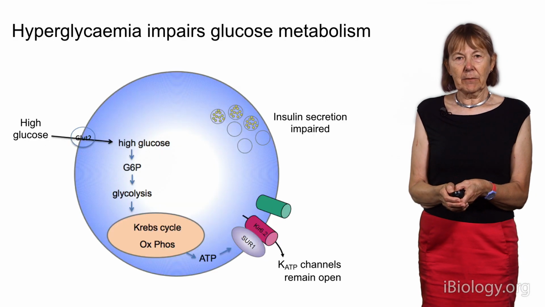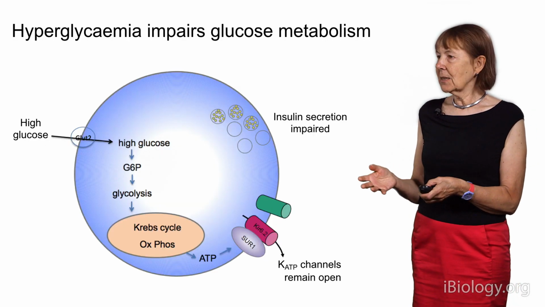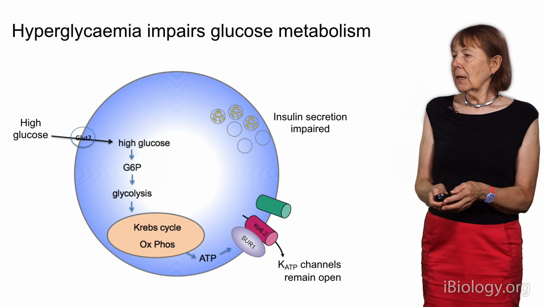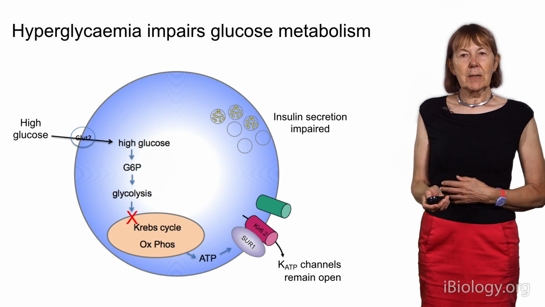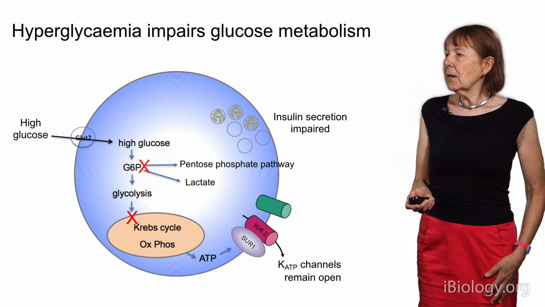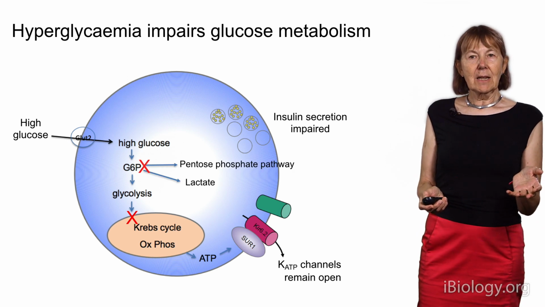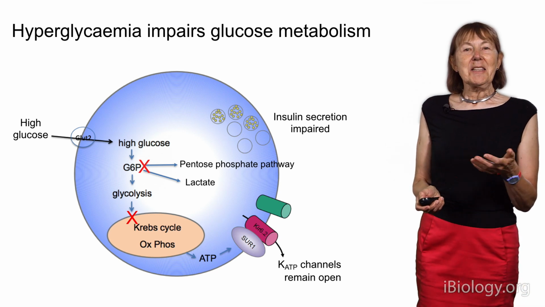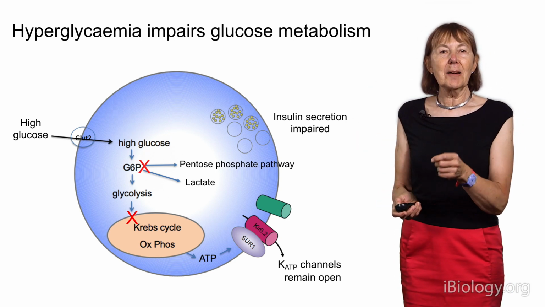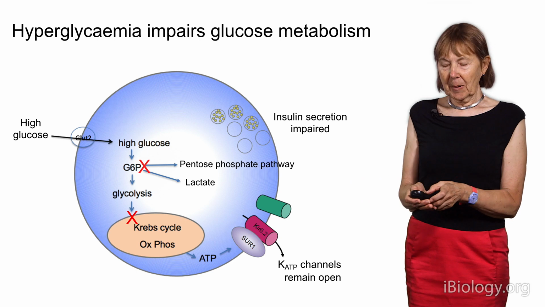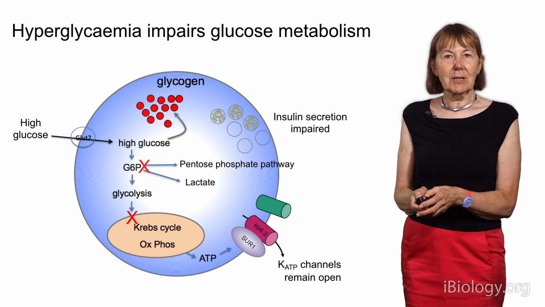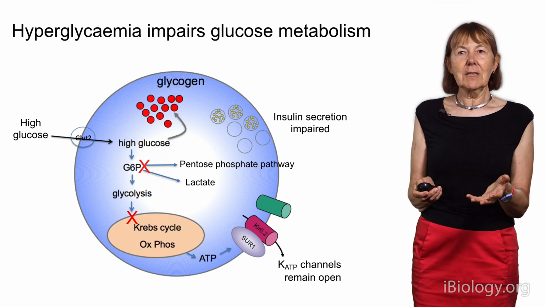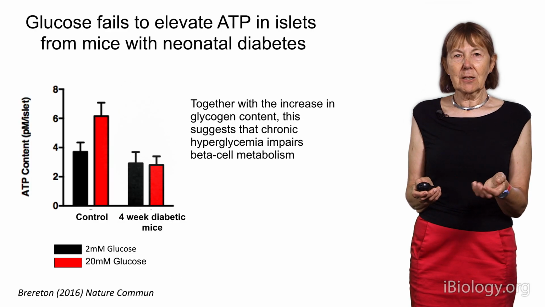That suggests that metabolism is affected. And indeed, it appears from subsequent studies that what happens in response to chronic hyperglycemia is that mitochondrial metabolism is impaired, is reduced, and because in pancreatic beta cells, lactate dehydrogenase and the lactate transporter are not present, the glucose that's pouring into the cell can't be metabolized to lactate. So some of it goes into the pentose phosphate pathway, but most of it is stored as glycogen. And so what this tells us then is that hyperglycemia does two things. It reduces the insulin content and it impairs glucose metabolism.